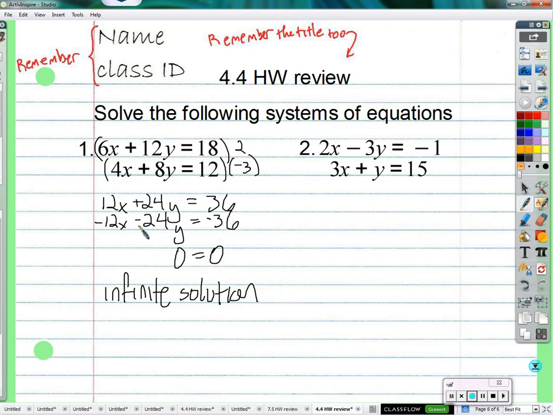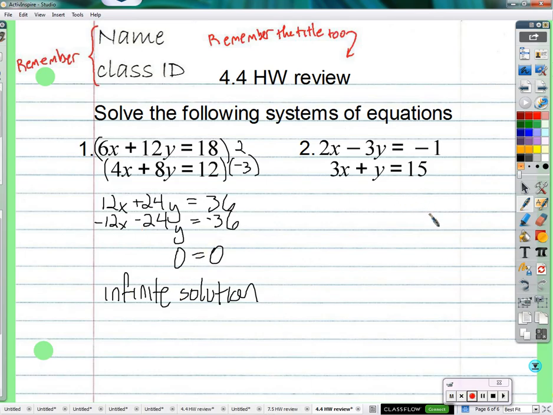And if you somehow end up with 2 equals 2, it's still true, so you still have infinite solutions, but that would never happen. We're not going to cancel out the x's and y's and wind up with a 2, unless there was a 2 hanging out there, like plus 2. So, yeah, there we go. True equation, infinite. Not true equation, no solution.